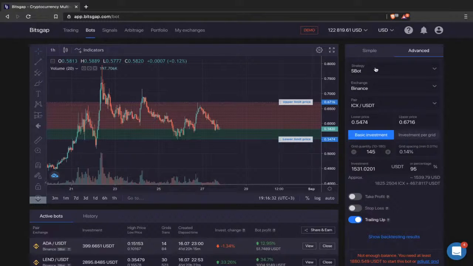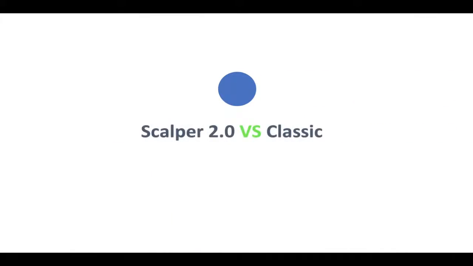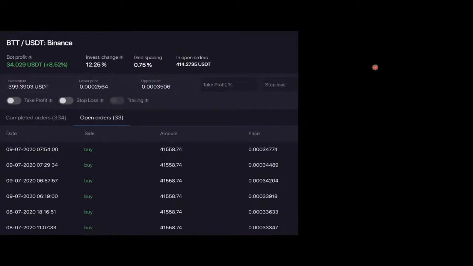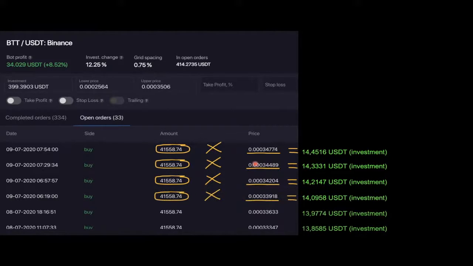The difference between the two is that for the classic bot, the system proportionately distributes investment in terms of the same amount purchased at each buy limit order. So the parity here is in the amount of the base currency it buys from the market. And that's why the total investment value varies. So you see, depending on the price, the amount is the same, but the investment value is different.